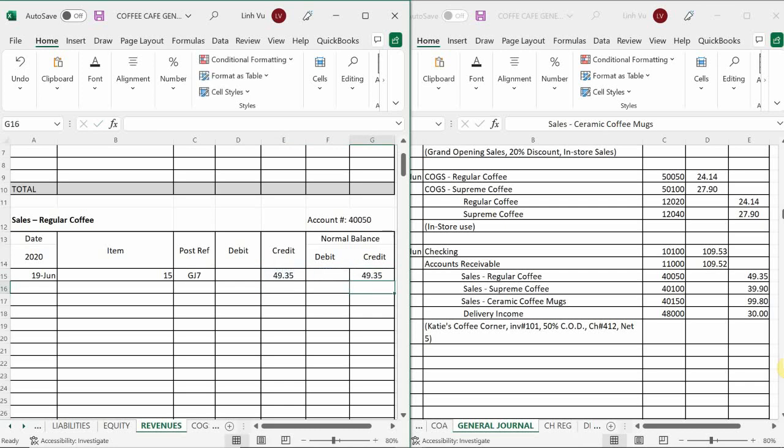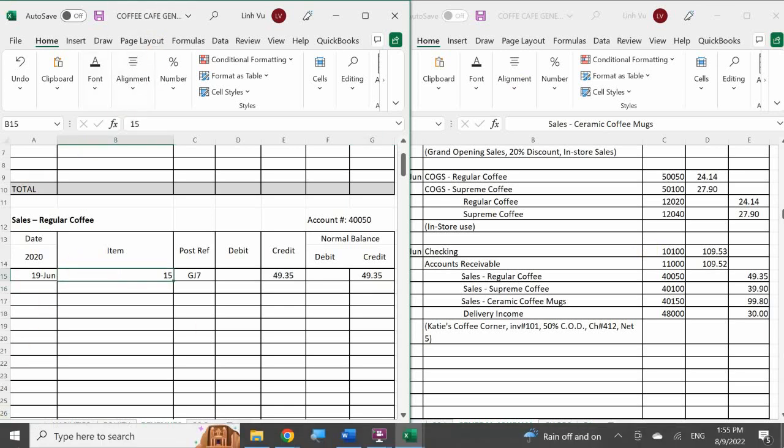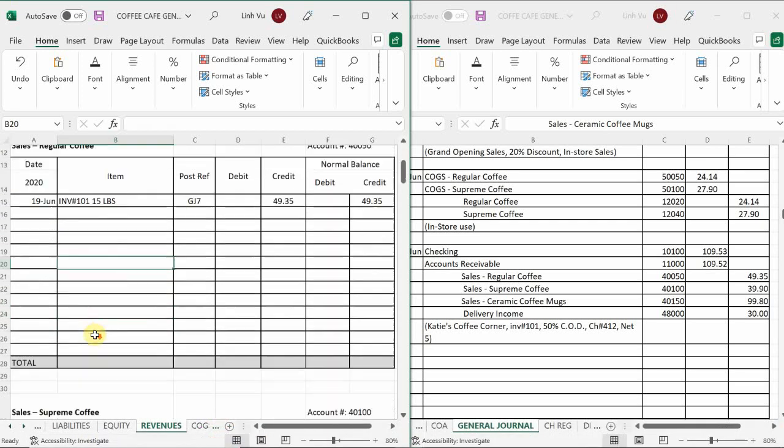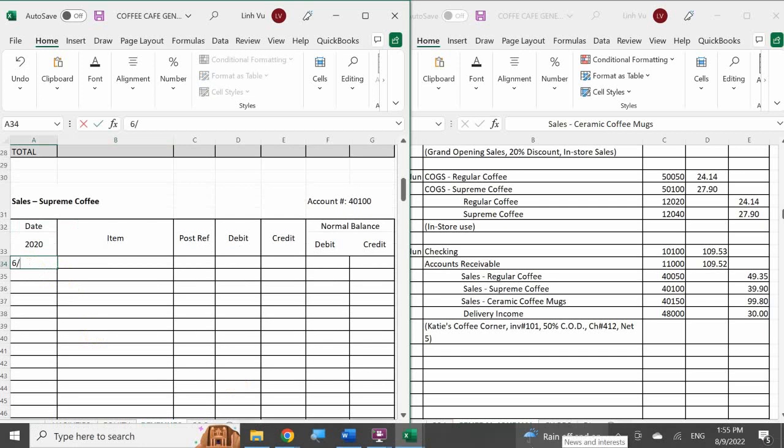Okay. Now for this case, it's up to you what you want to put in here. If you think 15 is enough, that's up to you. If you want to be more descriptive about it, you could say this was invoice number 101, which sold 15 pounds. You could do that too. All right. And then we move on to the next sales, which is Spring Coffee. Okay. And it's the 19th. And then it's invoice 101, and it's 10 pounds. And then it's credit, and then page 7. And credit of 39.90.